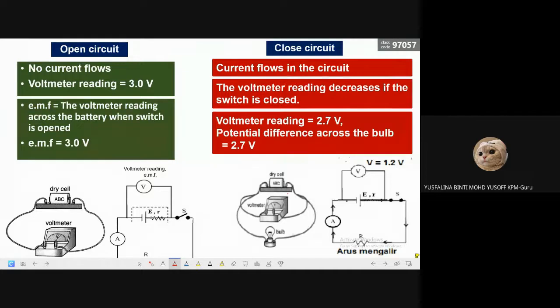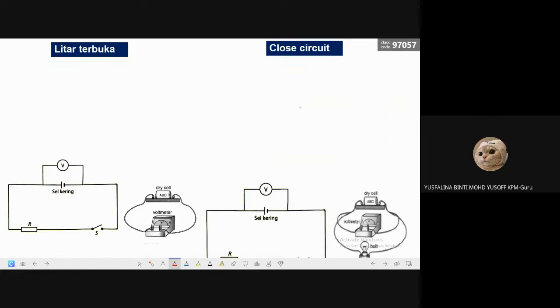But then if you close the switch, right? Now the current flows in the circuit, so the voltmeter reading will decrease if the switch is closed. So let's say it becomes 2.7. It means the potential difference across the bulb is 2.7, or we call it the value of V. So this one is for E: before, when the switch is open, it is E. When the switch is closed, the potential difference is V. Okay, you need to know the difference.